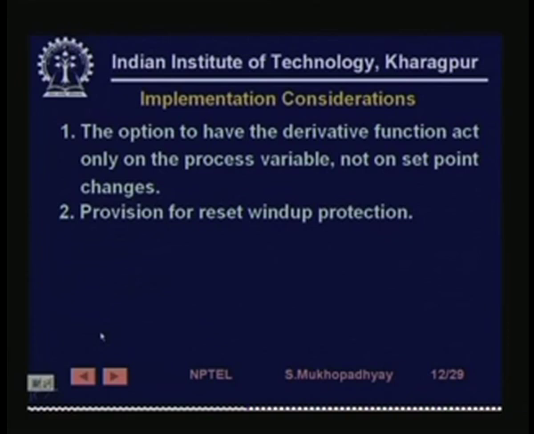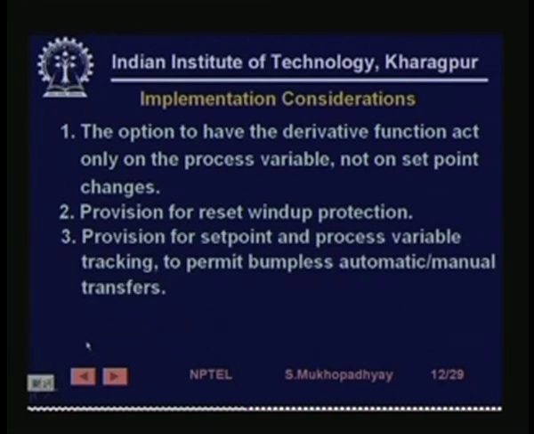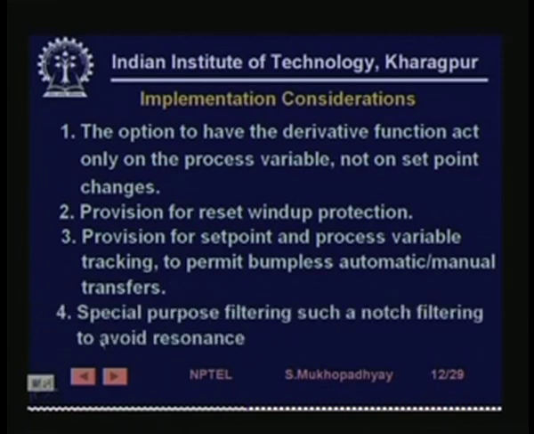You need to provide provision for reset wind-up protection; this we have discussed in detail. You need to provide bumpless auto-manual transfer; this also we have discussed. Sometimes, apart from that, there are different kinds of filters used in a controller. One filter is to limit derivatives. You could also use special purpose filters not to excite certain modes of a process which are very oscillatory.